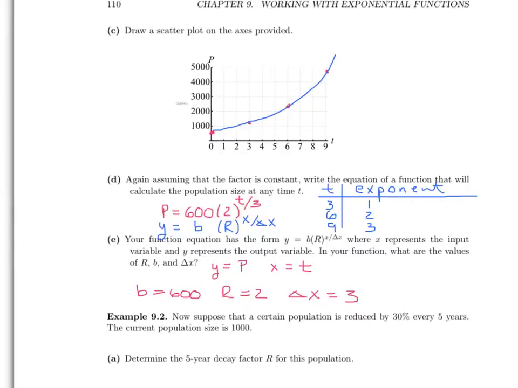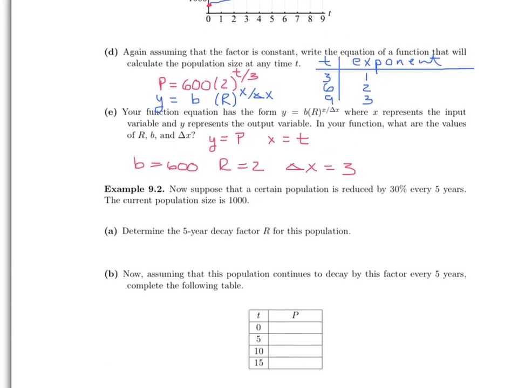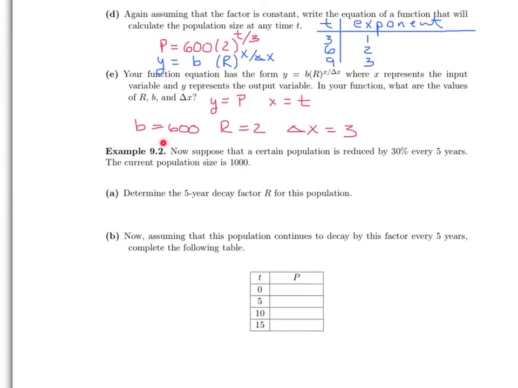Example 9.2 gives us another example to consider. So let's take a look at example 9.2. In this case, a certain population is reduced by 30% every 5 years, and the current population size is 1,000. So in our last example, the population was doubling every 3 years, but in this example, it's decreasing by 30% every 5 years.